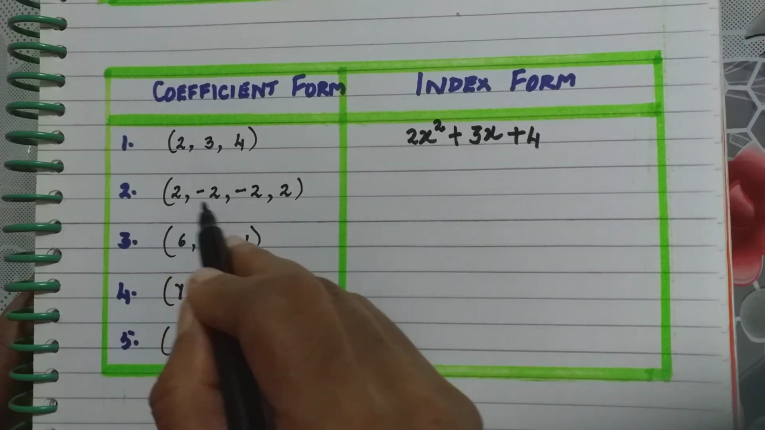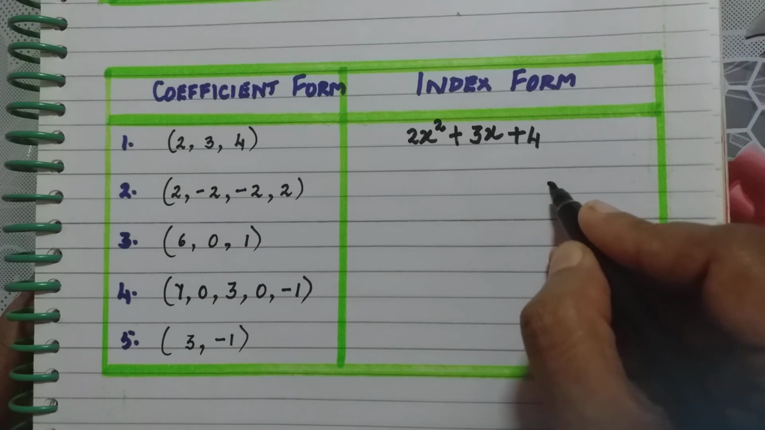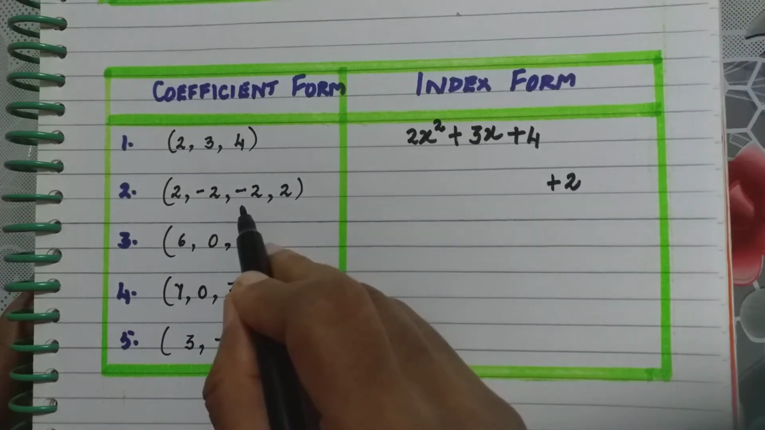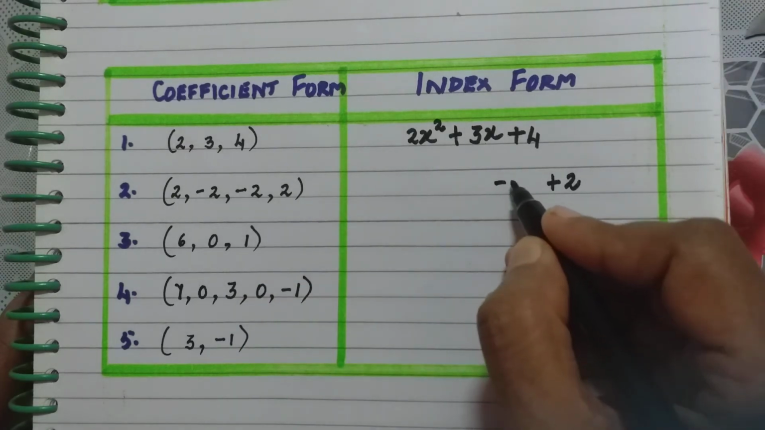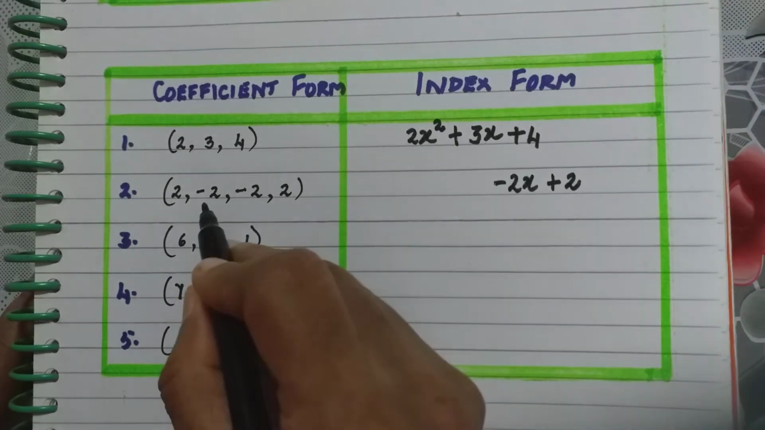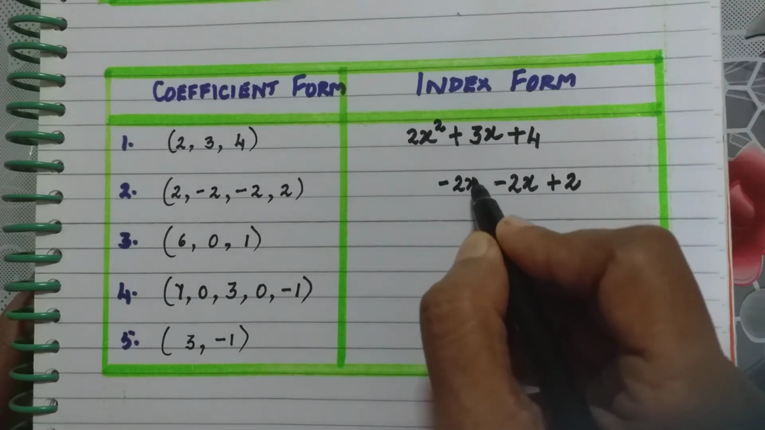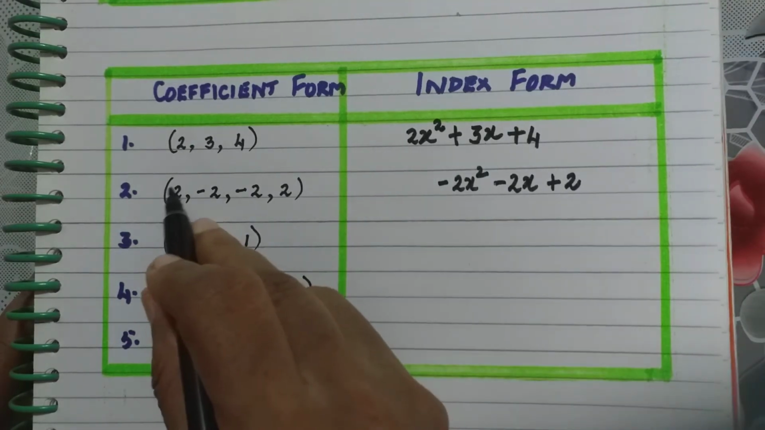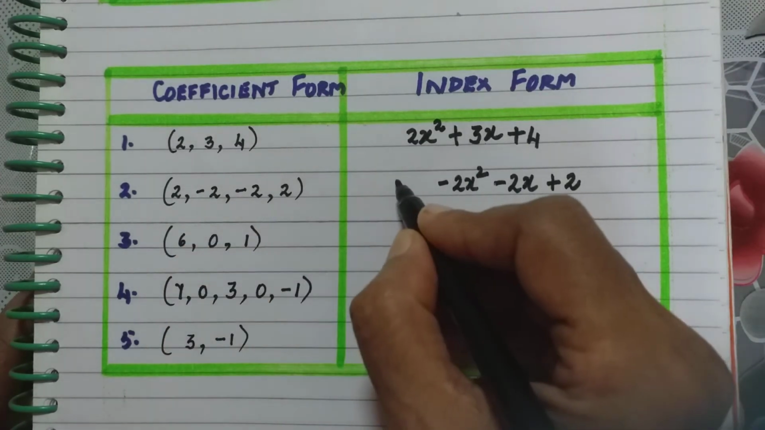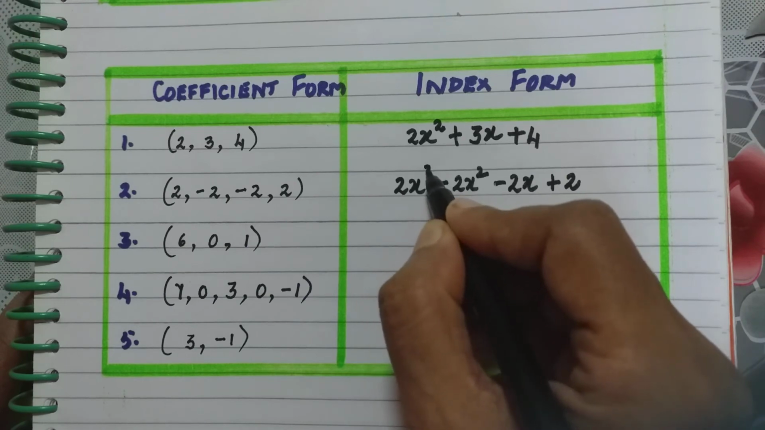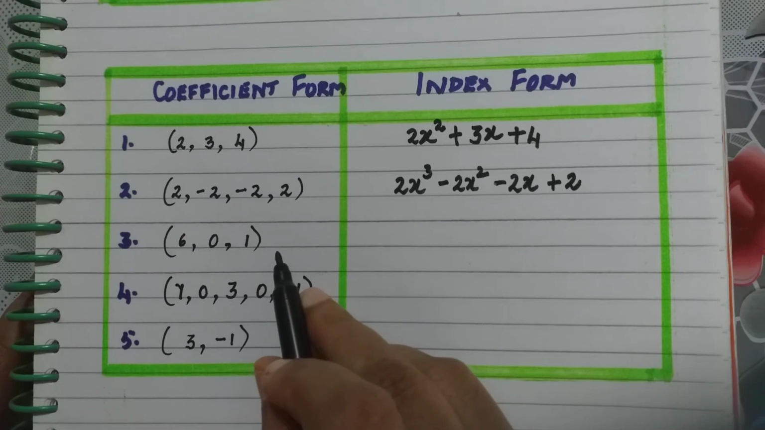Now see the next one. 2 is the constant number, so we write here plus 2. This is what? Minus 2x. So minus 2x. Then here this will be minus 2x square. And what will be this? 2x cube. So here 2x cube.